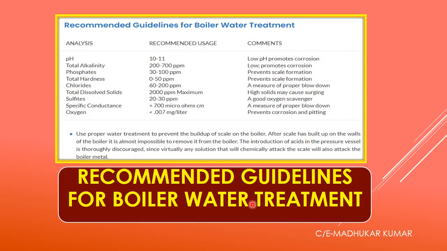Some recommended guidelines for the boiler water treatment are the values which you can see. pH is 10 to 11, total alkalinity 200 to 700, phosphates 30 to 100, total hardness 0 to 50, chlorides 60 to 200, total dissolved solids 2000 ppm maximum, sulphites 20 to 30, specific conductance less than 700 micromhos, conductivity basically, and oxygen is less than 0.007 mg per liter. We have all the comments which you can see. Okay, so these are basically the recommended values at which boiler water needs to be maintained.